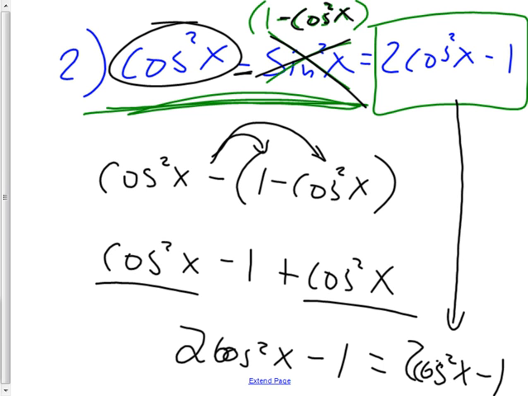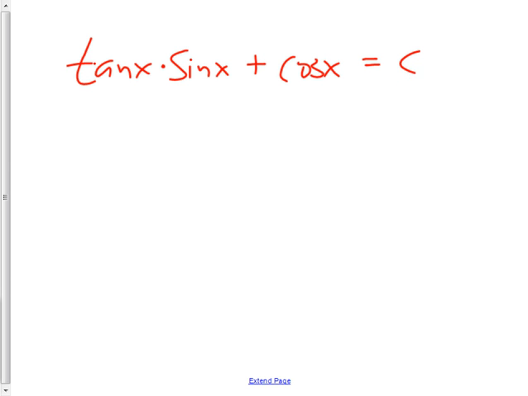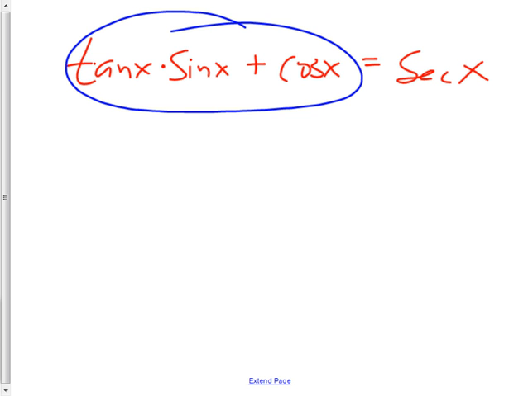I did the first couple for you. The next one, number 3, the hint I will give you: if you're trying to change that whole thing into secant, you have to change 2 parts, something plus something, into 1. Let me show you what I mean. Tangent x times sine x plus cosine x has to equal secant of x. Do you get that these two have to get added together to make one thing?